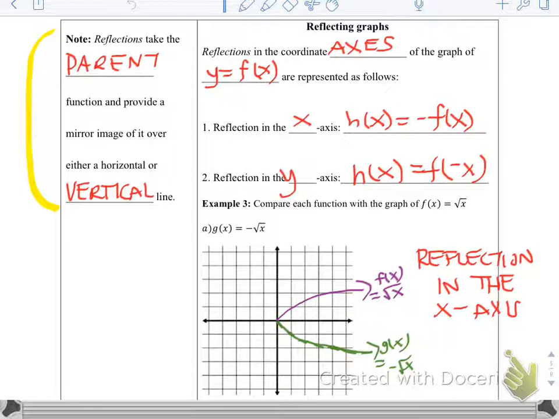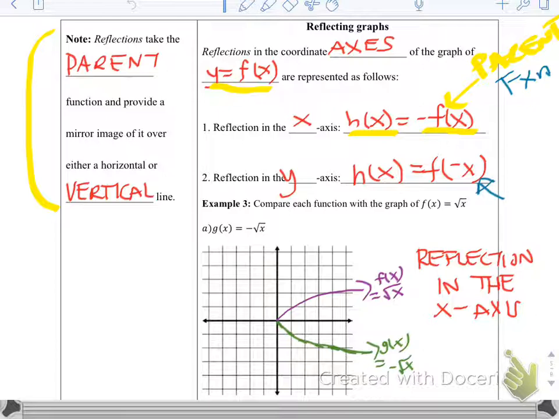Reflections take the parent function and provide a mirror image of it over either a vertical or a horizontal line. So reflections in the coordinate axes of the graph of y equals f of x are represented as follows. So you know you have a reflection in the x-axis if your new function h of x is negative of your original function. Remember, the f of x is your parent function. I'm sorry, I shouldn't have put that in bold. Parent function. Okay, and it's a reflection in the y-axis if h of x is equal to f of negative x, okay?